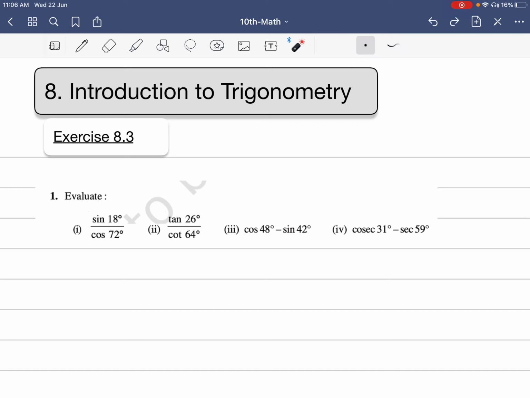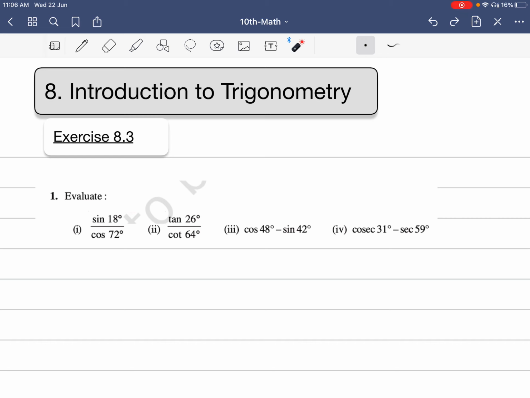So in this video, we are going to see exercise 8.3 from chapter number 8, Introduction to Trigonometry. We are seeing problem number 1, which says evaluate, and we are given a set of four trigonometric ratio expressions which we have to evaluate. Now let's focus first on the first problem.